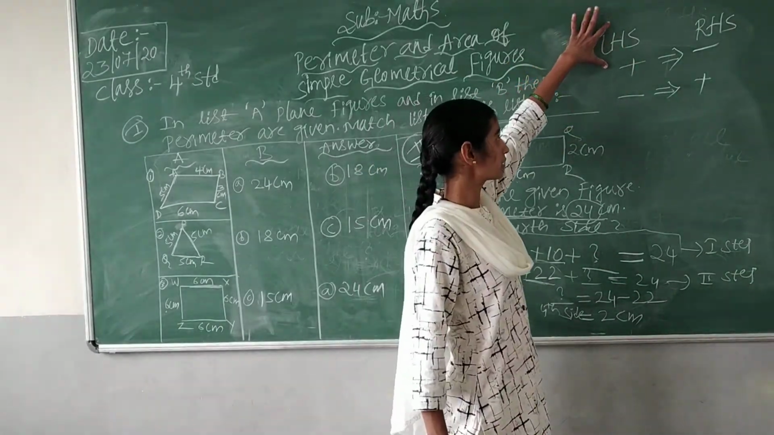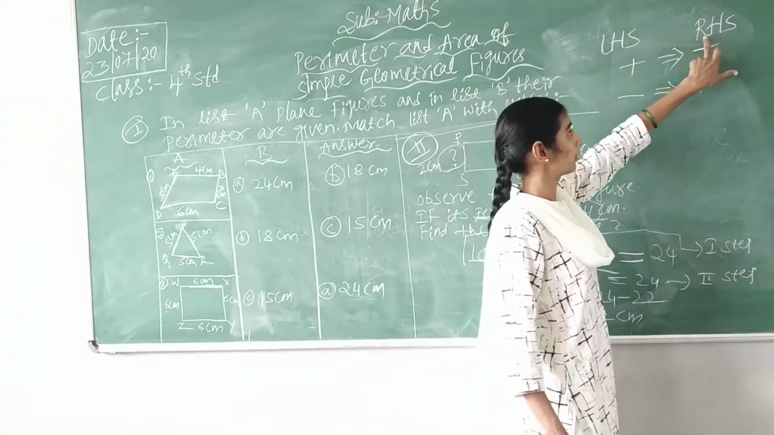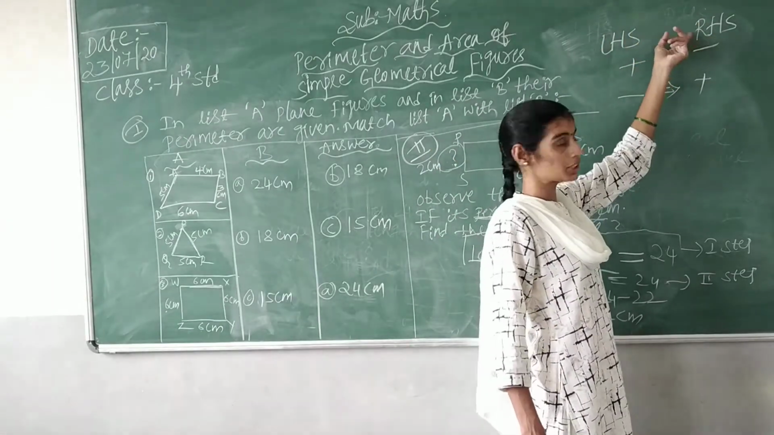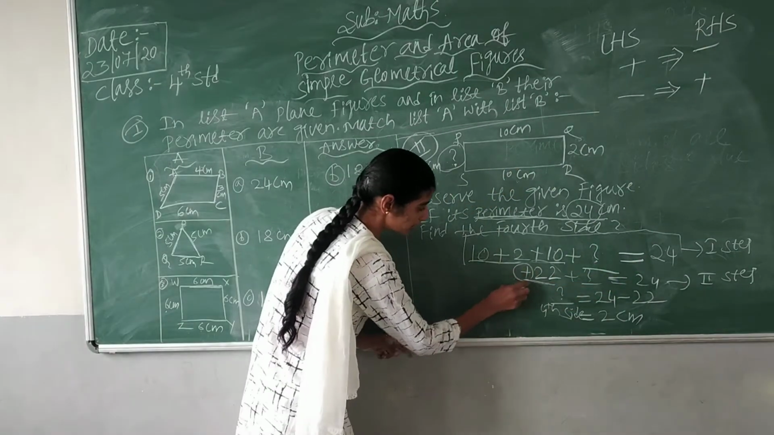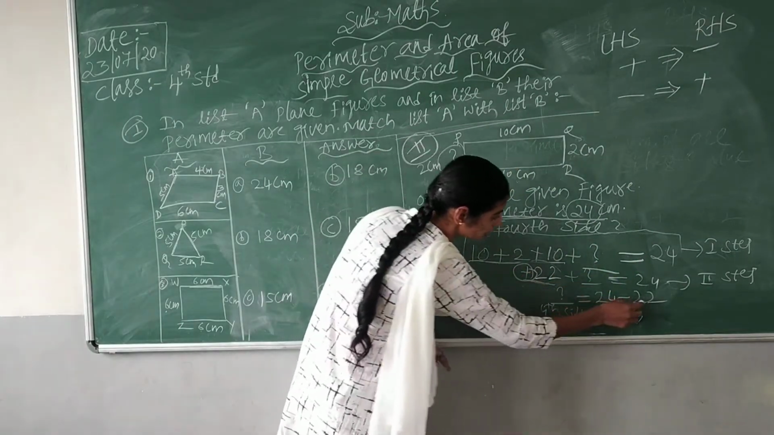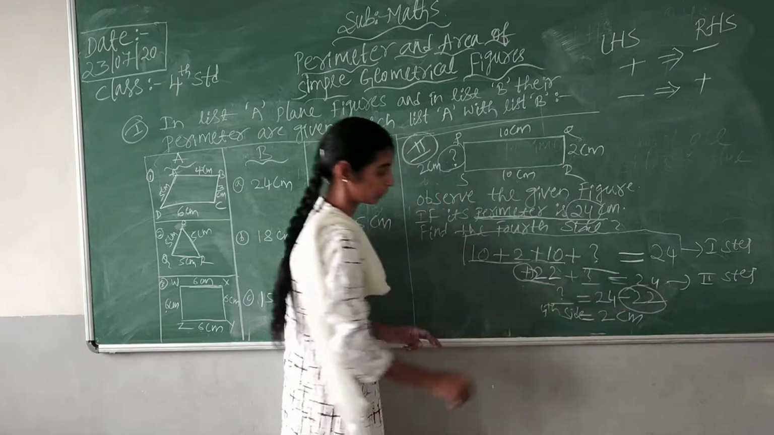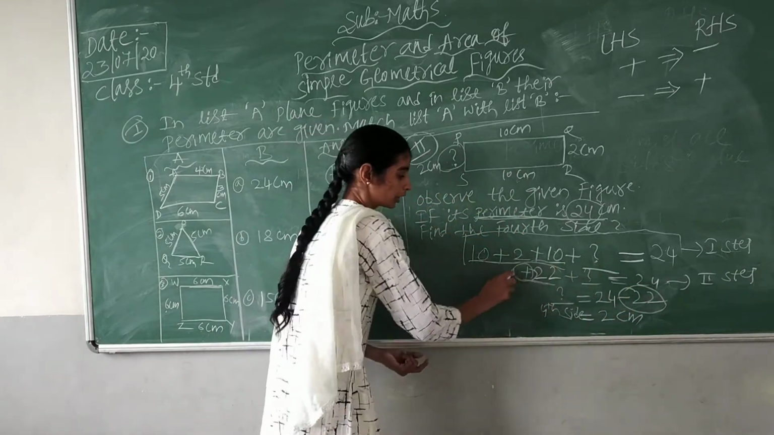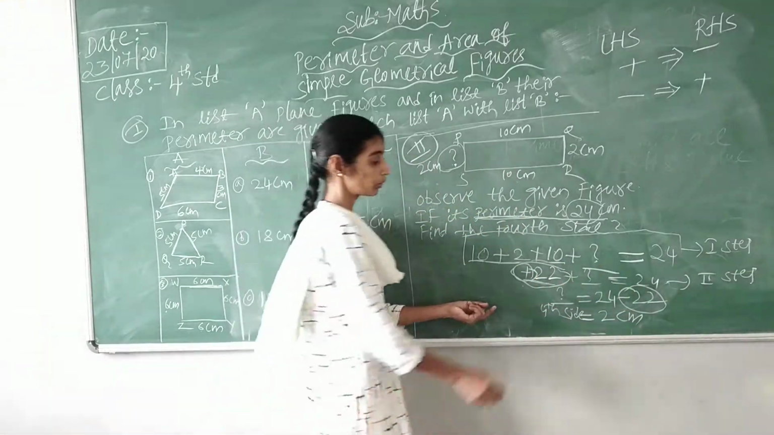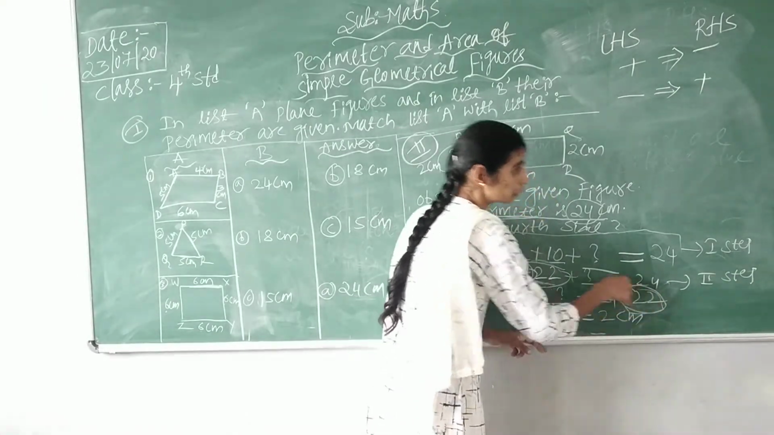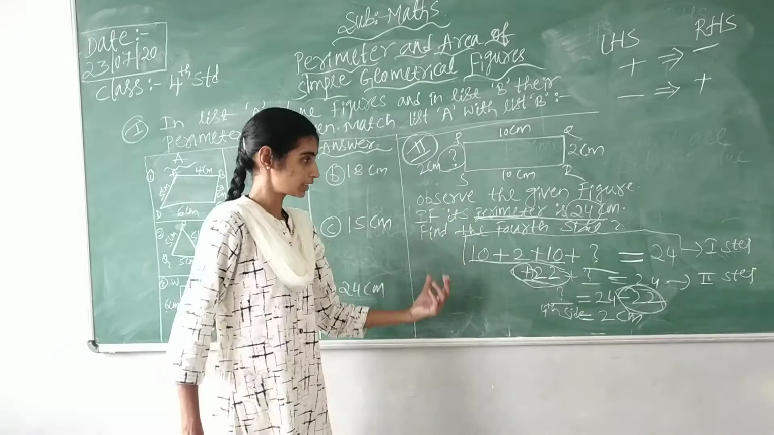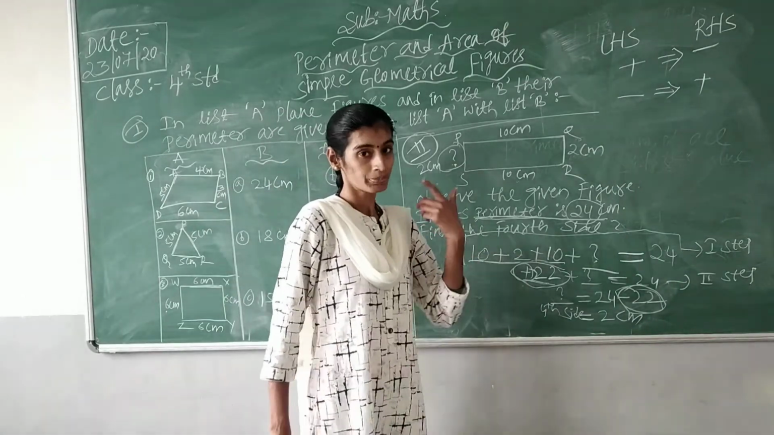If the LHS sign is plus, when it goes to the right hand side, its sign will become minus. So you can see here, plus 22 is changed to minus 22. Here you can see it is written as plus 22. When it goes to the right hand side, its sign becomes minus 22. These three steps are very important to remember.